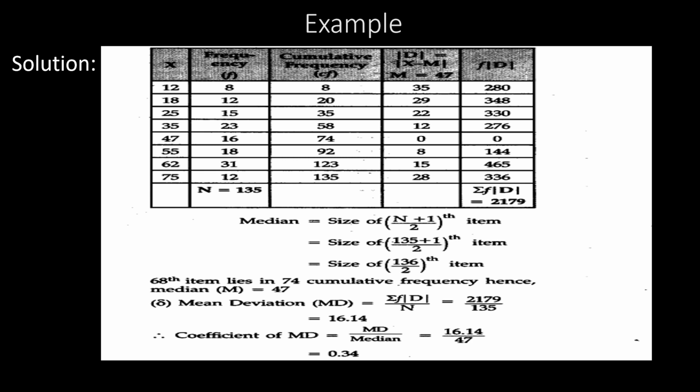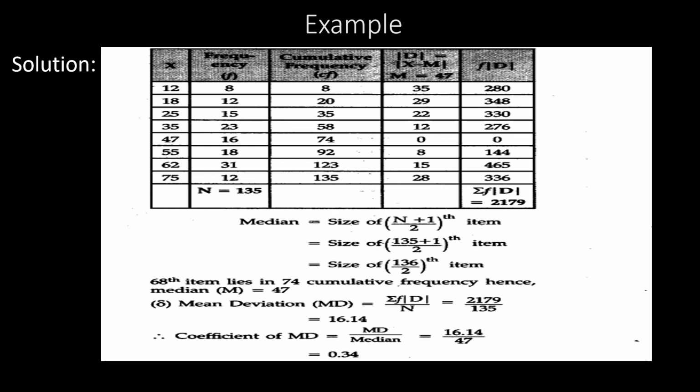After you get the median value, we are required to find the deviations of observations from the median. Here, as we are finding absolute deviations, signs are ignored. So 12 minus 47 is minus 35, and as we are ignoring the signs, we consider 35. Similarly, 18 minus 47 is minus 29, and after ignoring the sign, we get 29. In this way, we find all the absolute deviations, multiply them with frequencies and find the total. The ratio of this total to the total of frequencies will give you the mean deviation value.